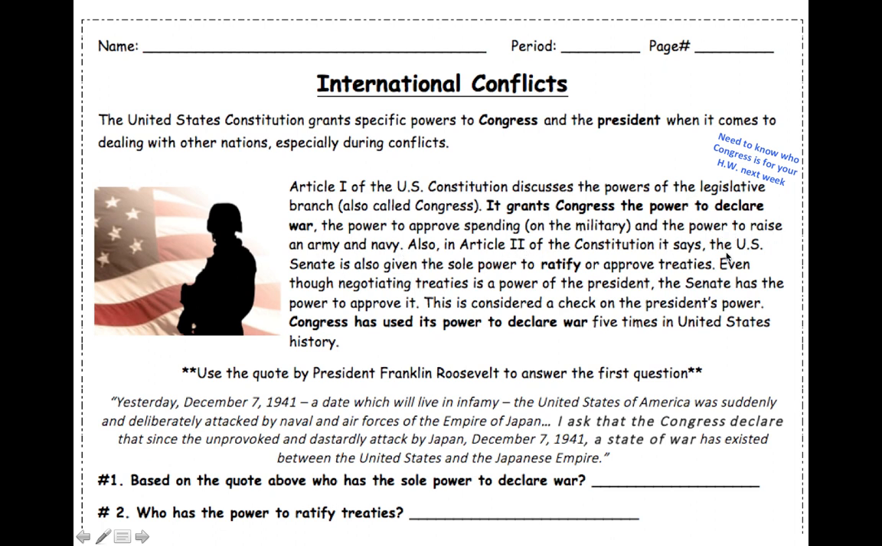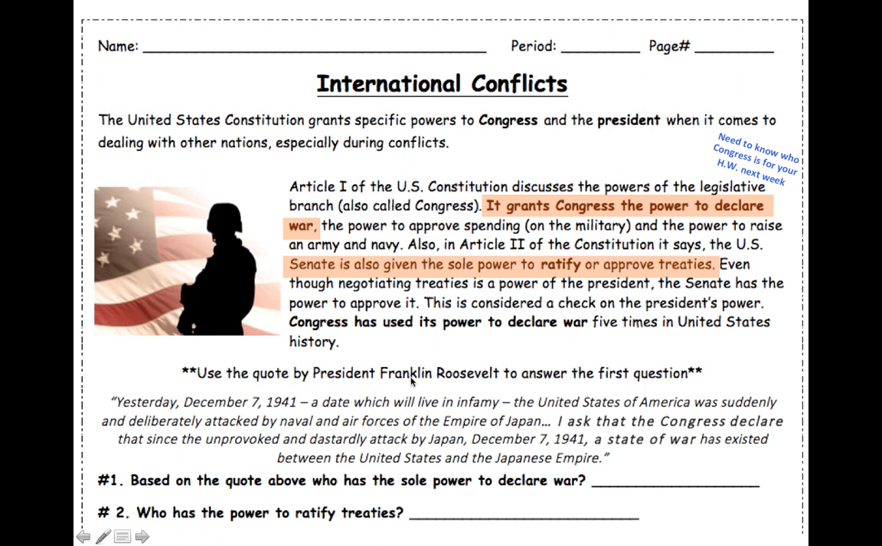Also in Article 2 of the Constitution, it says the U.S. Senate is also given the sole power to ratify or approve treaties. Even though negotiating treaties is a power of the President, the Senate has the power to approve it. This is considered a check on the President's power. Congress has used its power to declare war 5 times in U.S. history. You will need to know the definition of what is Congress and the power to declare war. You also need to know the Senate's ability to ratify or approve treaties. I wrote right here, it says need to know who Congress is for next week's homework. So you need to be able to match the word Congress with the definition for next week.